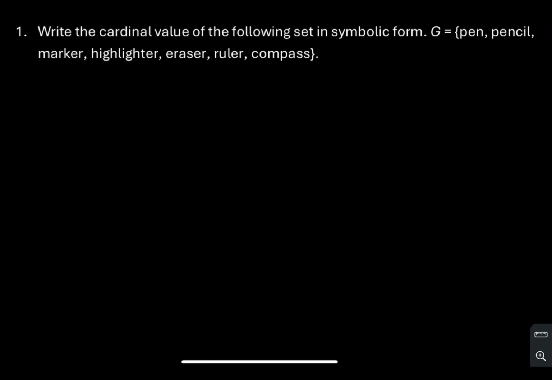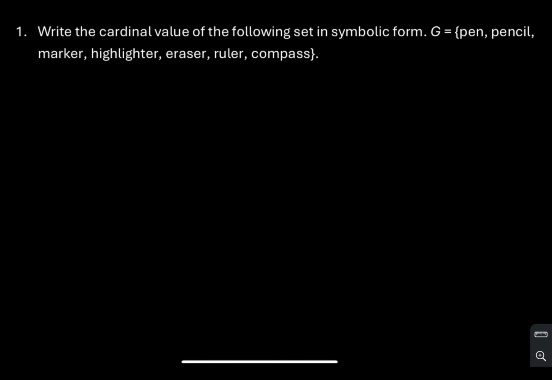In this video, we'll be learning about cardinality of sets. So let's start off with this first problem. Write the cardinal value of the following set in symbolic form. We have set G is equal to, and it has the elements pen, pencil, marker, highlighter, eraser, ruler, and compass. So the cardinal value is how many elements are in your set. It's the number of elements in your set.